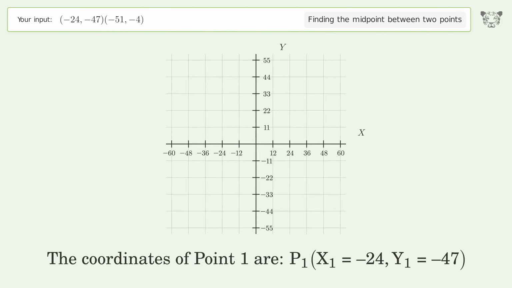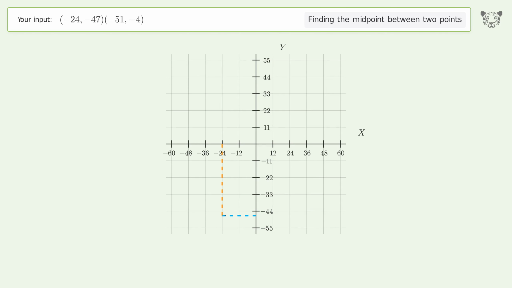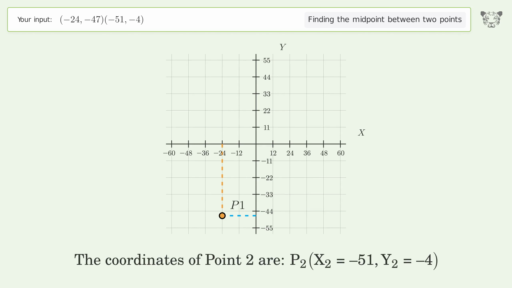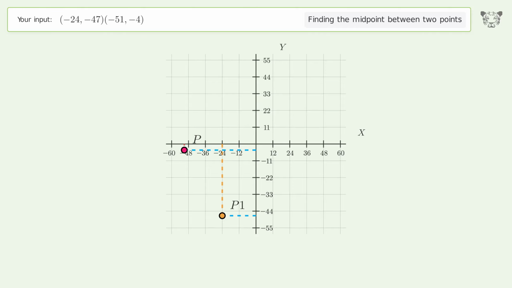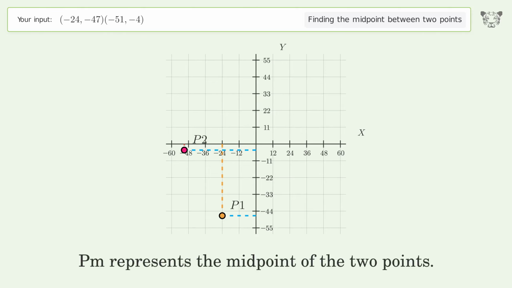The coordinates of point 1 are x1 equals -24, y1 equals -47. The coordinates of point 2 are x2 equals -51, y2 equals -4. PM represents the midpoint of the 2 points.